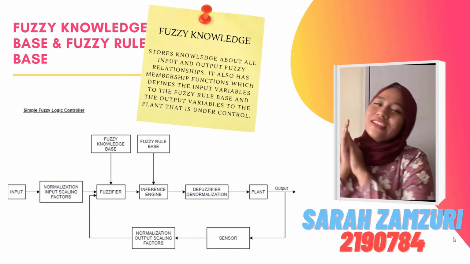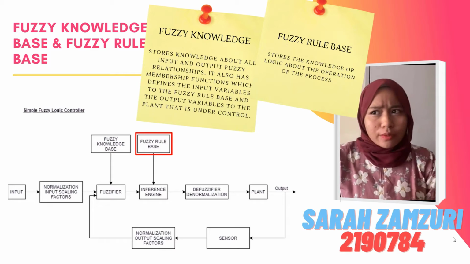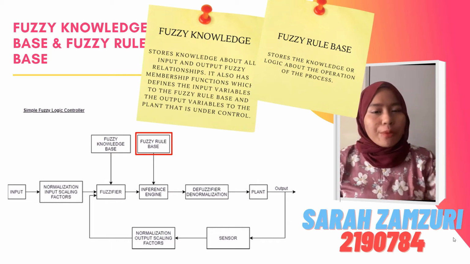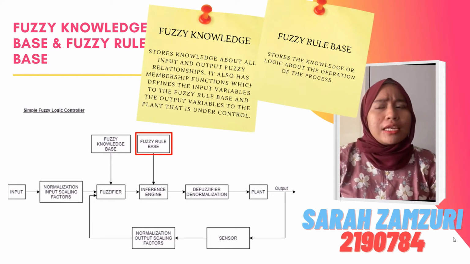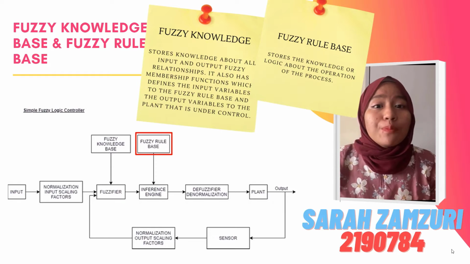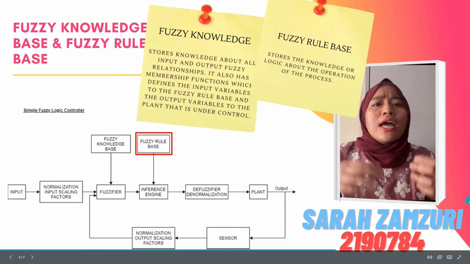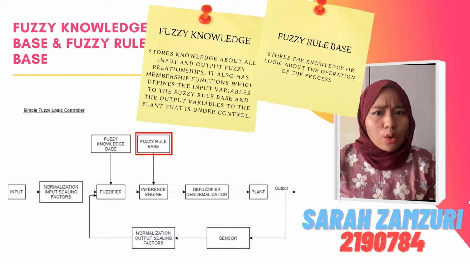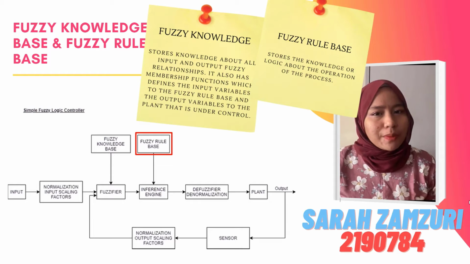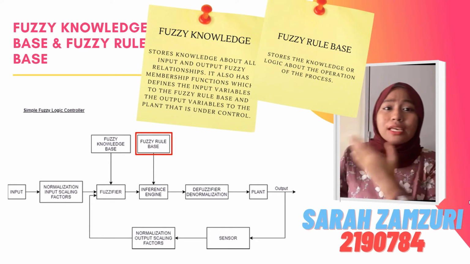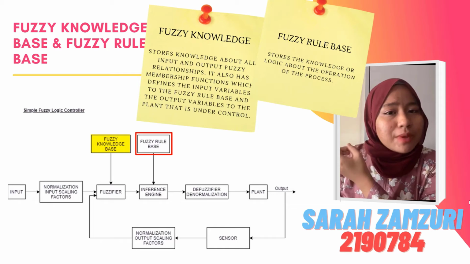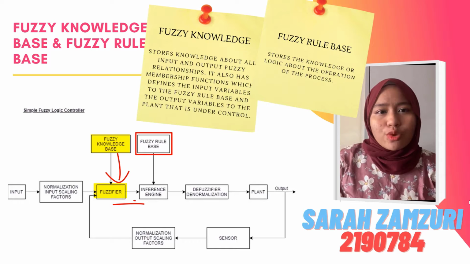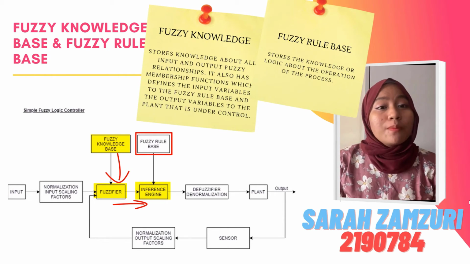And next, let's understand what the fuzzy rule base is. The fuzzy rule base basically stores the knowledge or logic about the operation of the process. The fuzzy knowledge base will basically provide a membership function which defines the input variables to the knowledge or logic about the process. So that is the relationship between the fuzzy knowledge base and the fuzzy rule base. As you can see here, it goes from the fuzzy knowledge base, providing to the fuzzifier, then to the inference engine, which is provided by the fuzzy rule base.